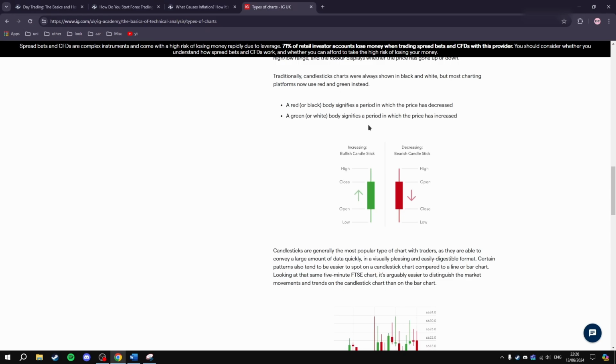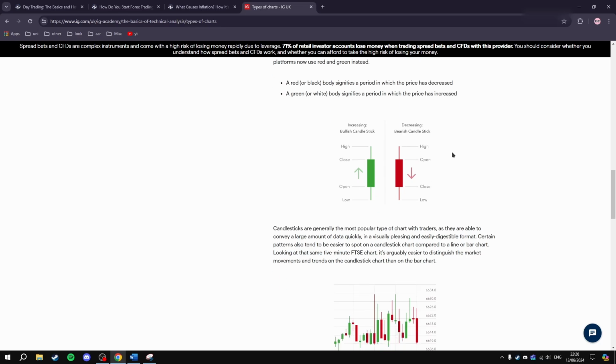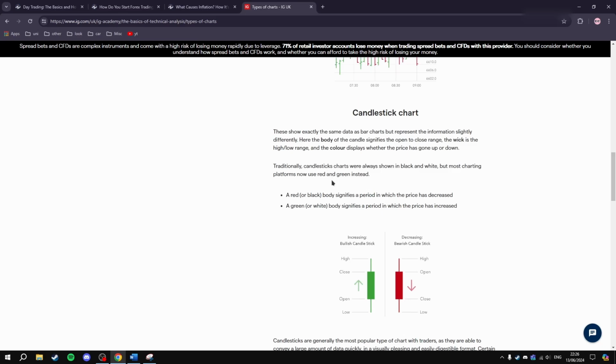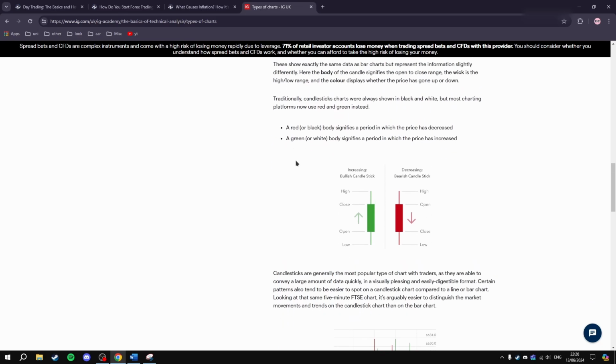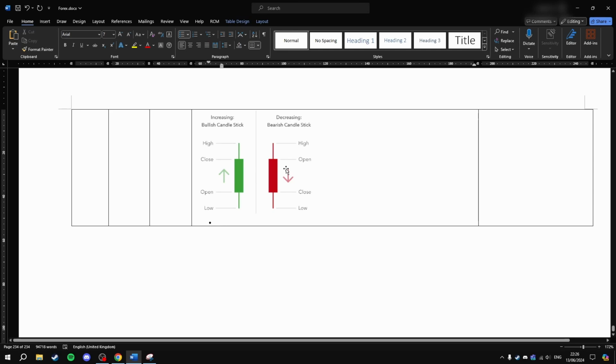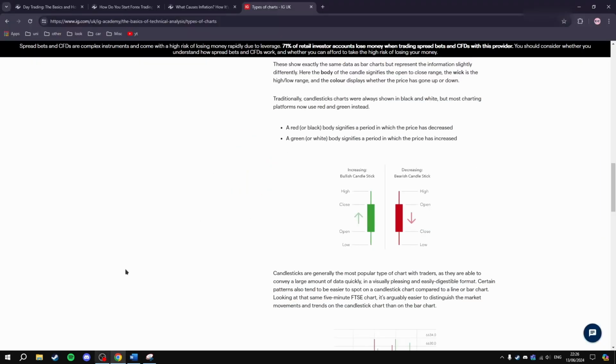A red or black body signifies a period in which the price has decreased. A green or white body signifies a period in which the price has increased. So, an increasing candlestick closes above the opening. A decreasing candlestick closes below the opening. Highs and lows are the same, so top and bottom wick on both candles.